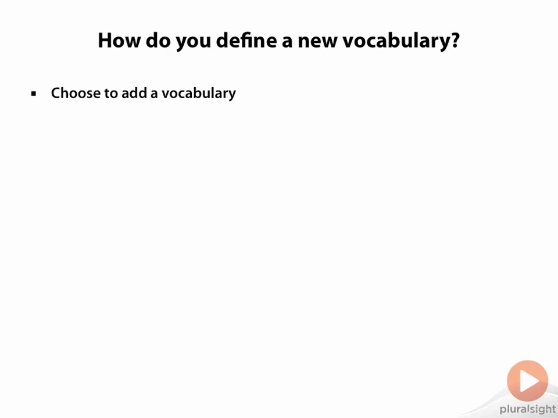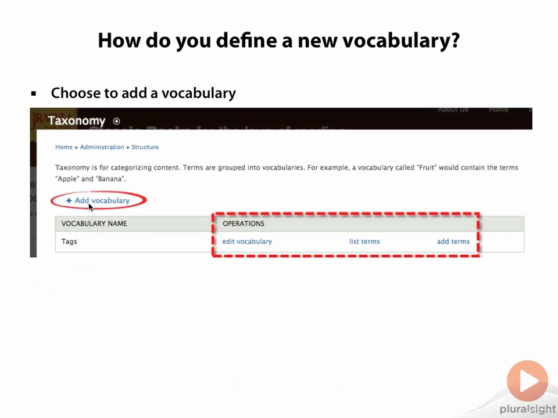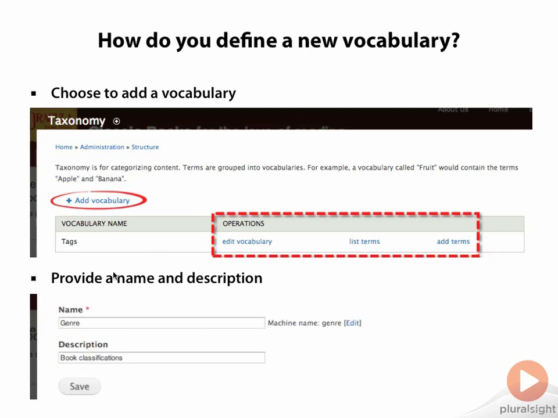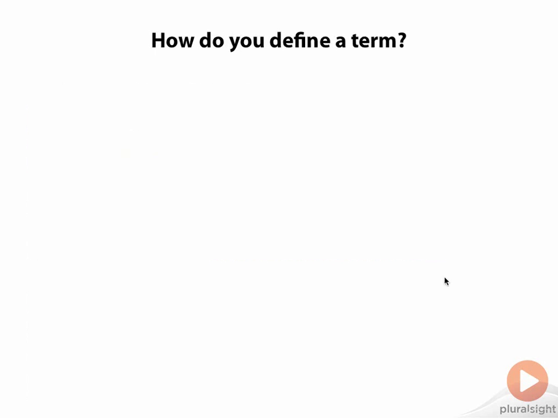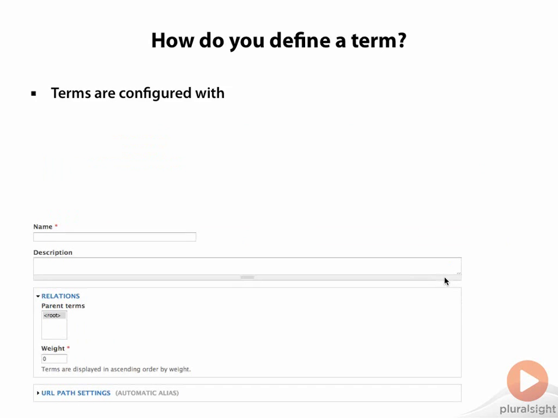To define a new vocabulary, you would choose to add a vocabulary on the taxonomy page. Once you've done so, you'd find that there are operations to edit it, list terms, and add new terms to the vocabulary. When you create a new vocabulary, you simply provide a name and a description for it, and then you would go and choose to add terms to that newly defined vocabulary. To define a term, you'll configure it primarily with a name. The name value is the literal term itself. You could then optionally provide a description for that term.